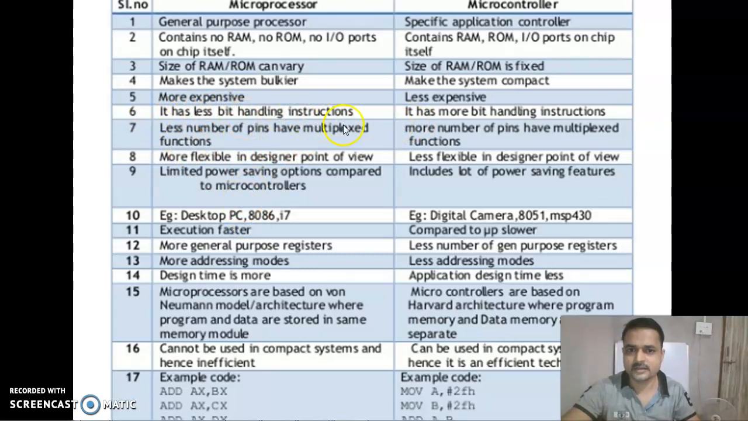There are fewer bit handling instructions in a microprocessor. Here there are more bit handling instructions. These are important points. You have to note them down and remember them.